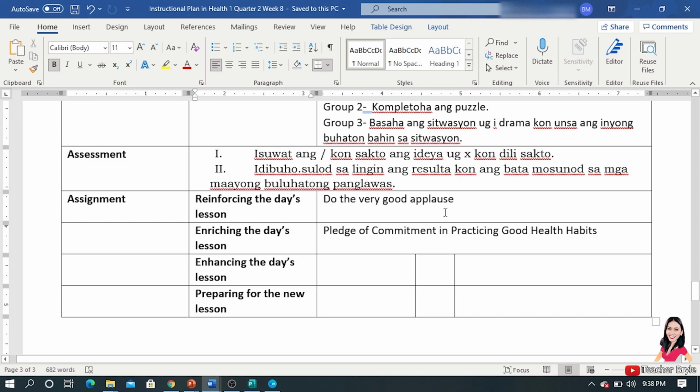Do the very good applause. Teaching today's lesson, pledge of commitment in practicing good health habits. So how did I do it? I asked the learners, guided by the teacher, to stand up and repeat after me. So here, the sample: I pledge to give importance to good health habits.